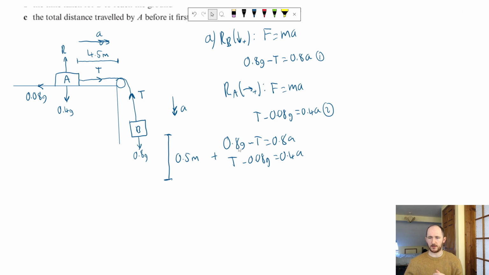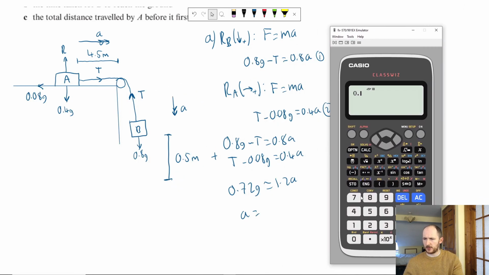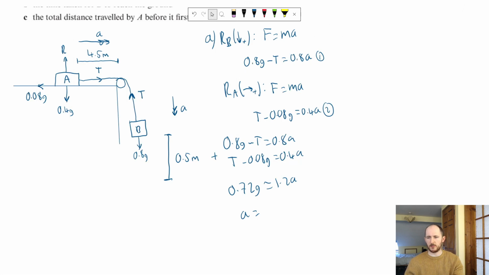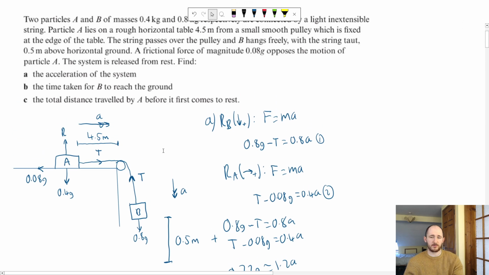So let's add these two equations together. We get 0.8g plus minus 0.08g. So that would be 0.72g, because it's just going to be subtracting. The T's cancel out, which is exactly what we want, equals 1.2a. So a is just equal to whatever 0.72g divided by 1.2 is. So let's have a look-see, shall we? 0.72 times 9.81 divided by 1.2 gives me an answer of 5.886. So we normally round to three significant figures, so we have 5.89 meters per second squared. And that first part is probably worth 3 or 4 marks.